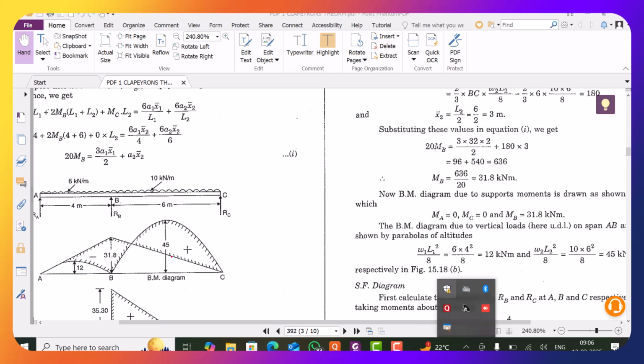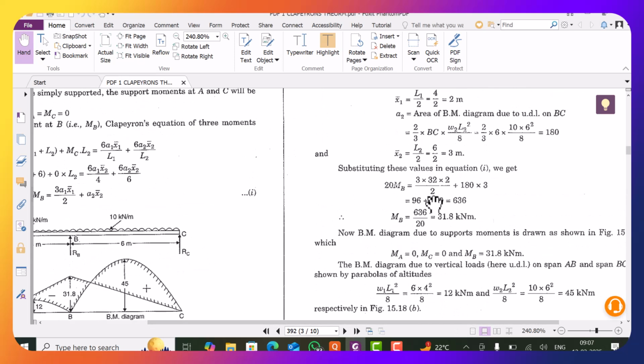So x2 is the distance of the centroid of this parabola, which is the bending moment diagram for span 2, and this distance is from support C. So again it is 6 by 2, because the centroid will lie at the midpoint. 6 by 2 is 3. So the value of x2 bar will be equal to 6 by 2, that is equal to 3. So this is written here.